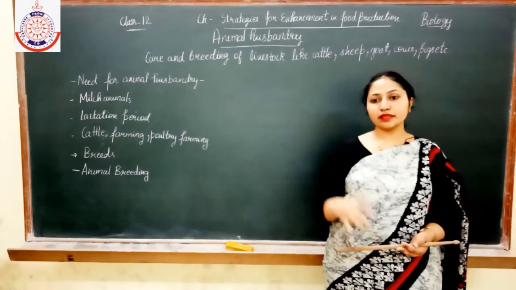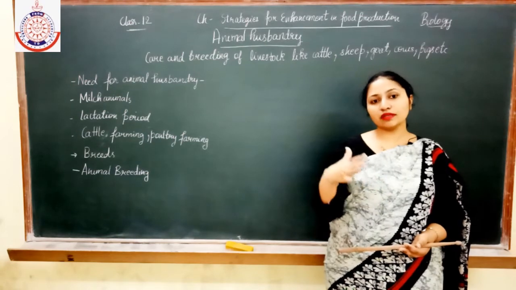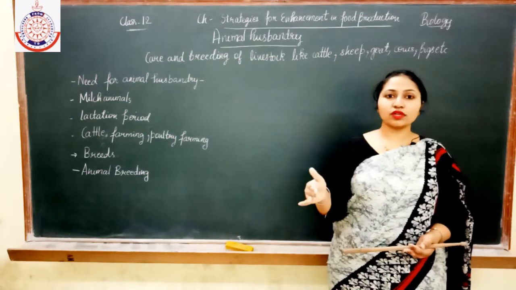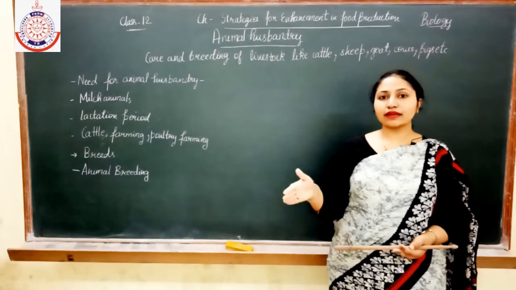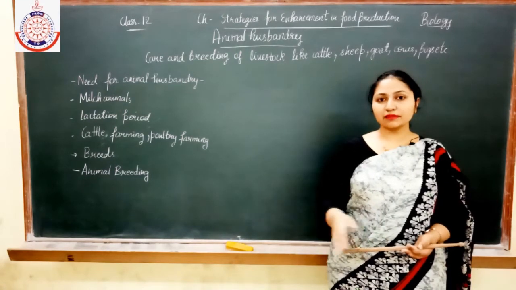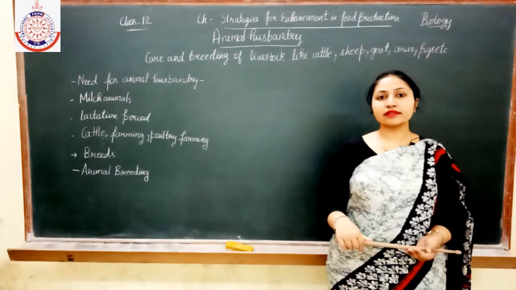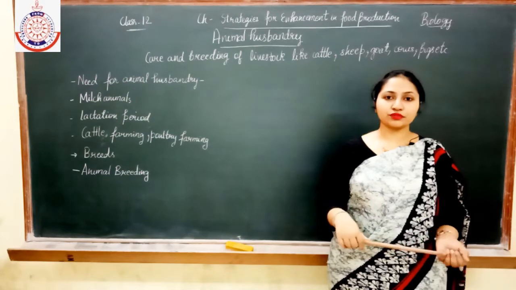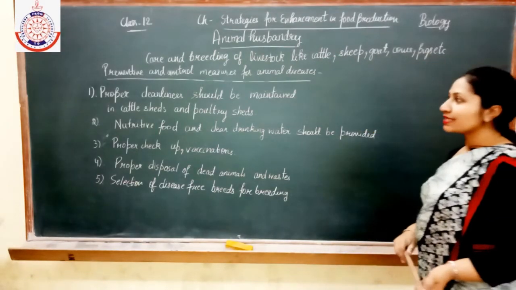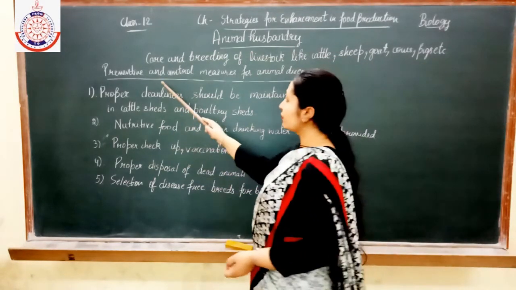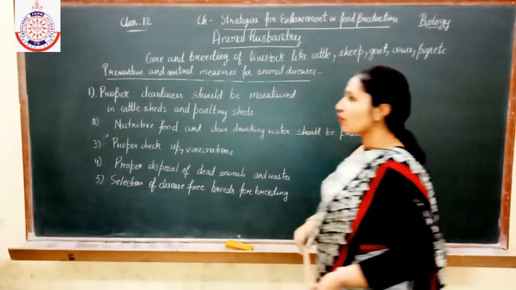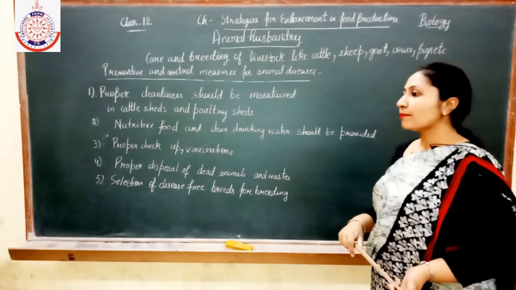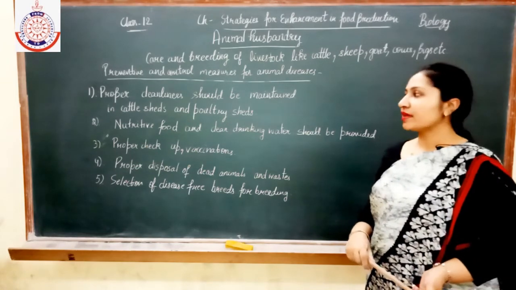And what is the purpose of animal breeding? So that the yield we are getting should be more. In the case of cattle farming, it is related with milk, and in the case of poultry, it is related with the meat or eggs they produce. So students, next we will discuss the preventive and control measures for animal diseases, which is also known as dairy farm management and poultry farm management.